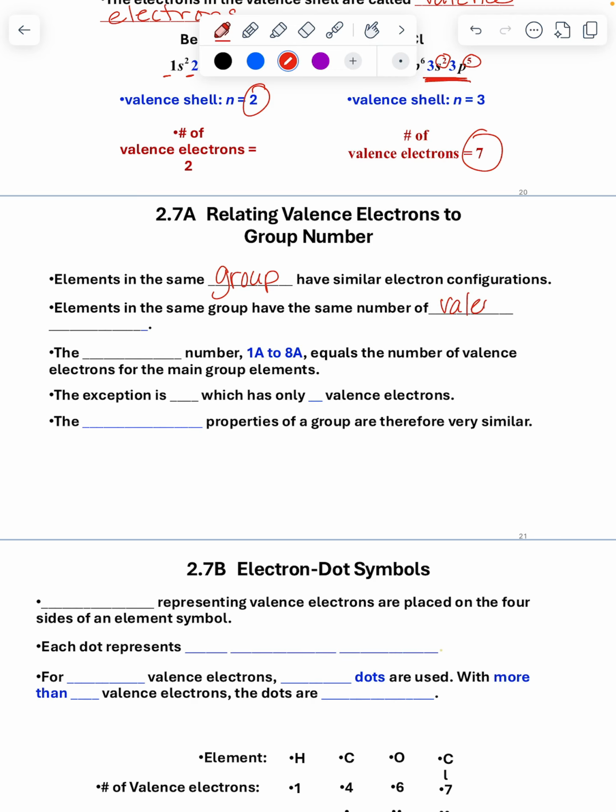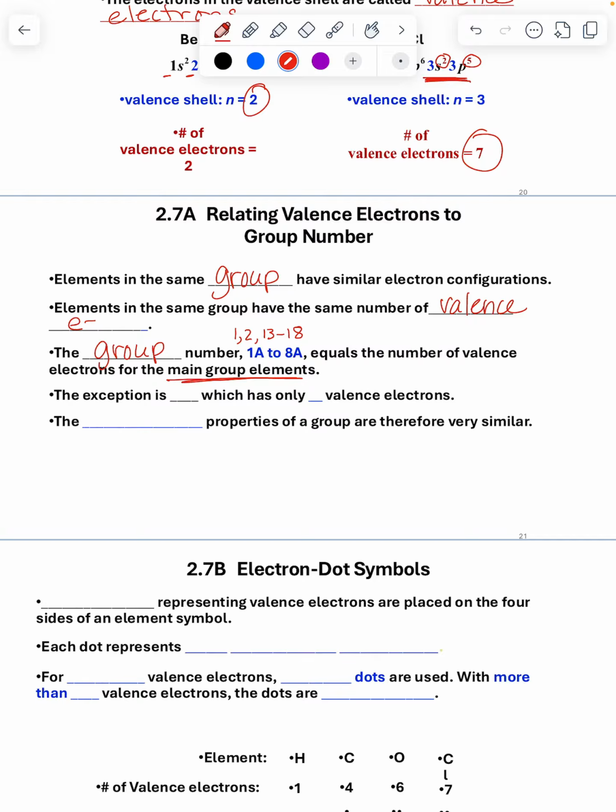The group number, as I was saying earlier, equals the number of valence electrons as long as we're talking about the main group elements. So here it says 1A through 8A. On a modern periodic table, that's groups 1 and 2 and 13 through 18. So when we look at these numbers, the ones place of the group number tells the number of valence electrons.